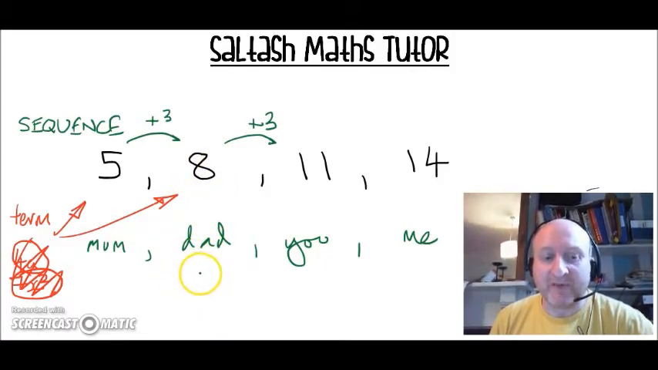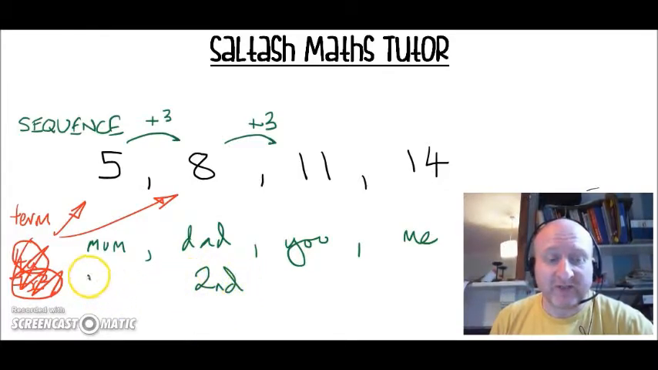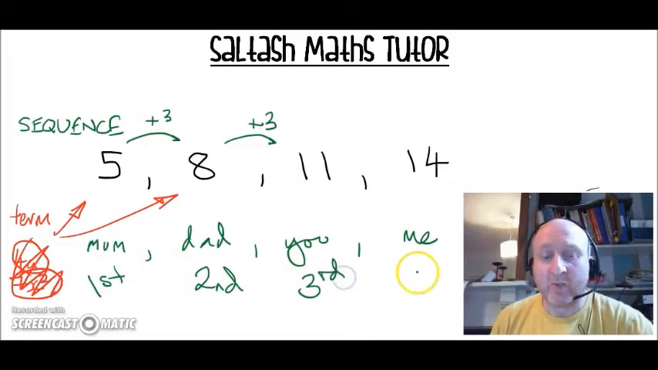Dad is a name, so we would say that actually his position is second in the queue. Where's Mum? Well, she's first in the queue. Where are you? Well, you're third in the queue. And where am I? Well, I'm fourth in the queue.